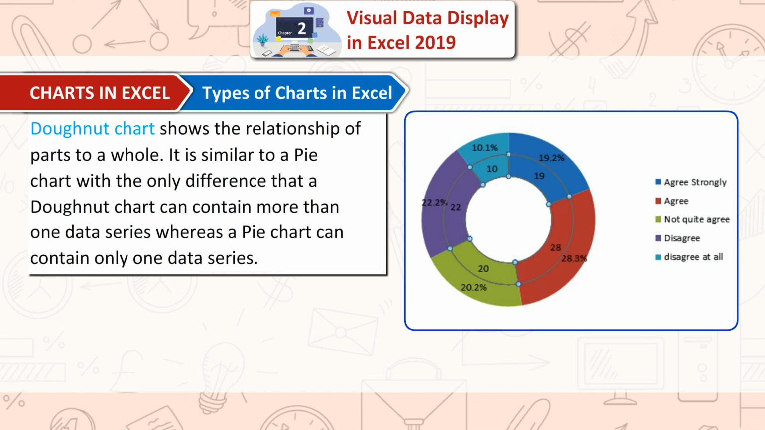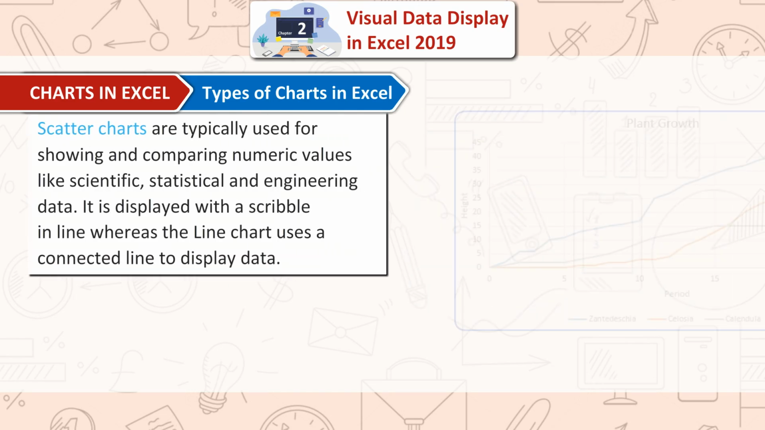Donut chart. Donut chart shows the relationship of parts to a whole. It is similar to a pie chart with the only difference that a donut chart can contain more than one data series, whereas a pie chart can contain only one data series.